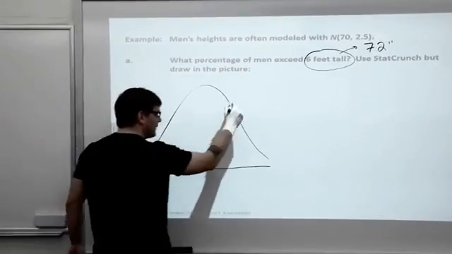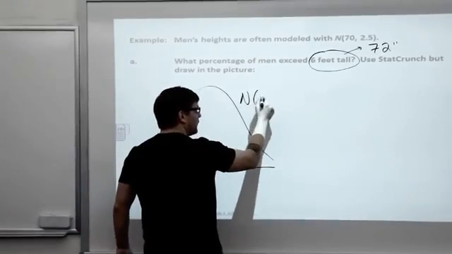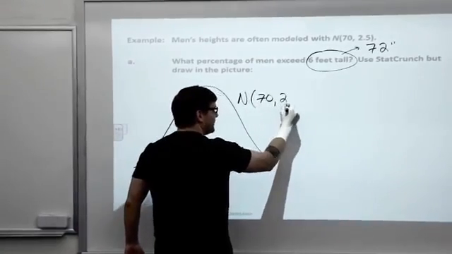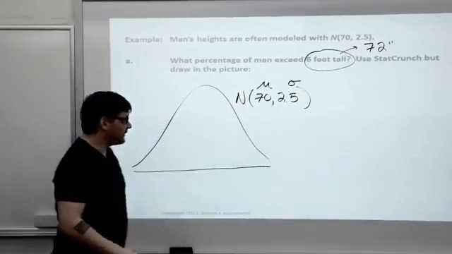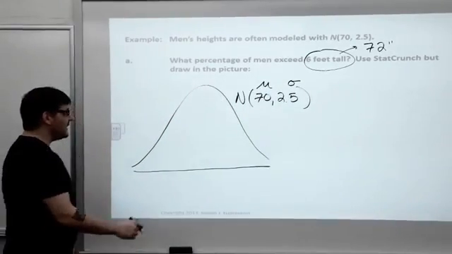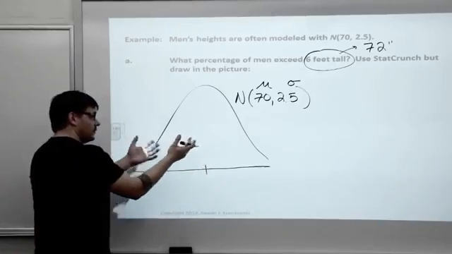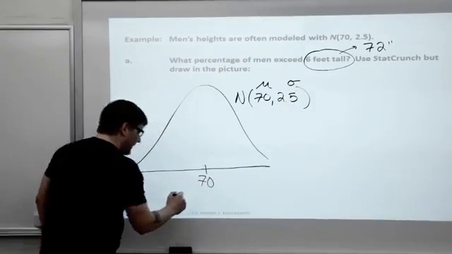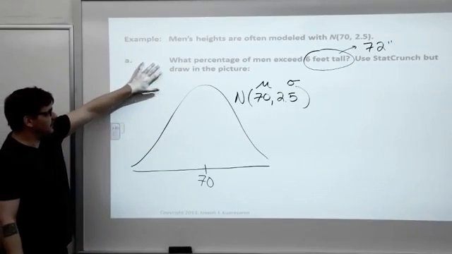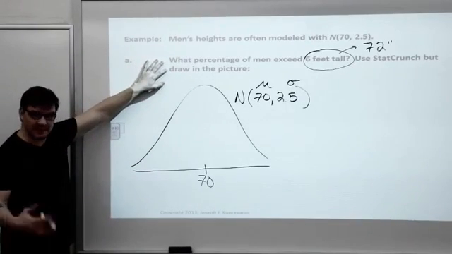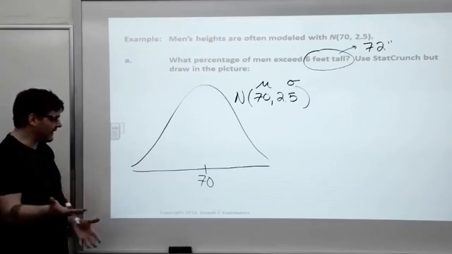So here's a normal model. I might even label that normal 70, 2.5. Remember those symbols. You don't need to write those in, but that's mu and sigma. I typically will draw in the mean. I'll put 70 here right in the middle. And when we're answering a specific question, we're looking for the percentage of men, so we'll be shading, and the shaded part will be the answer.